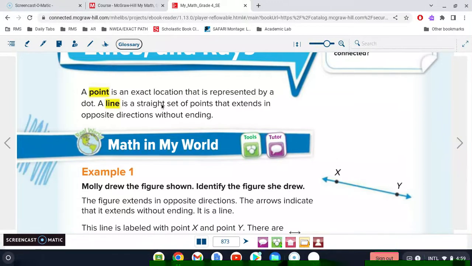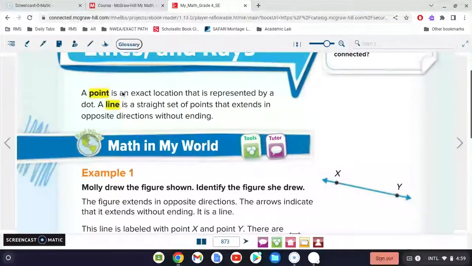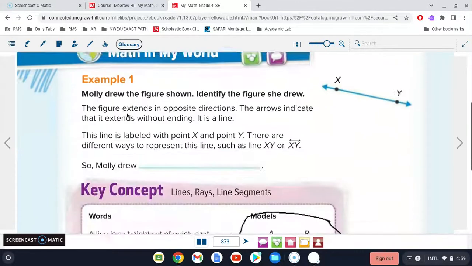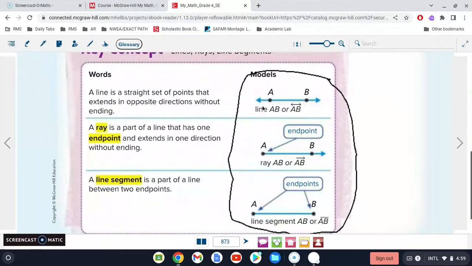Okay, so we're talking about points, lines, and rays. A point is an exact location that's represented by a dot, like point X here. A line has an arrow and then an arrow, and they have 2 dots in between. You would either call it line AB, or you could abbreviate it AB with an arrow at the end of both of the lines.